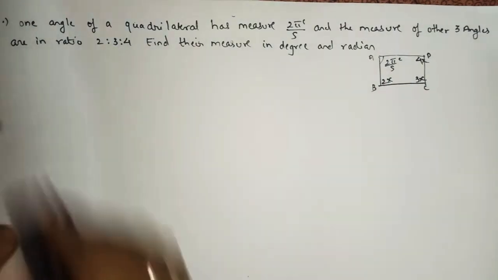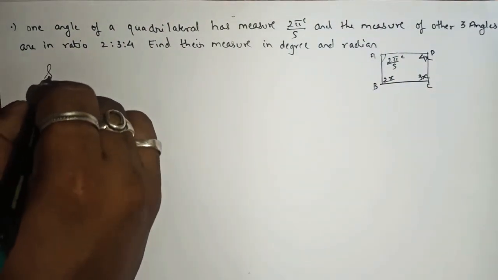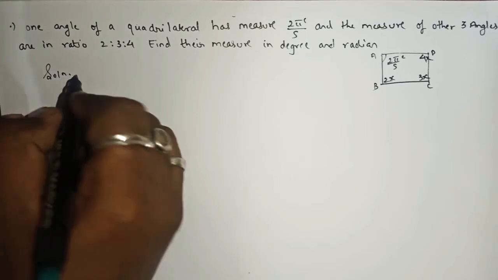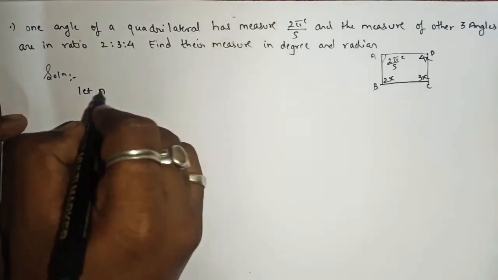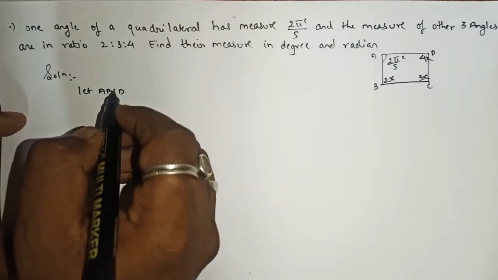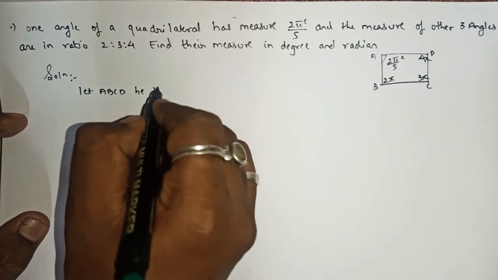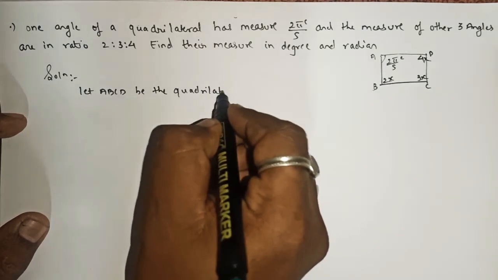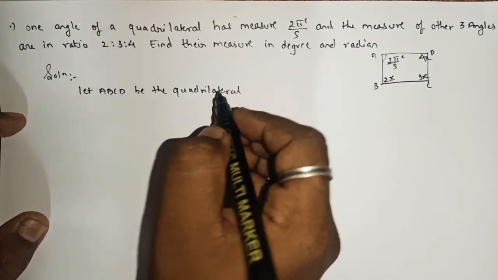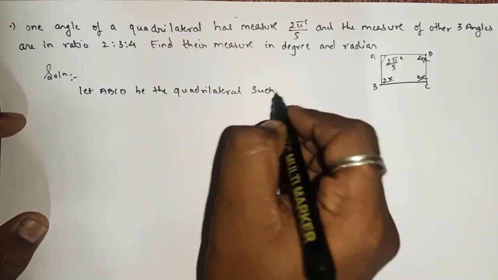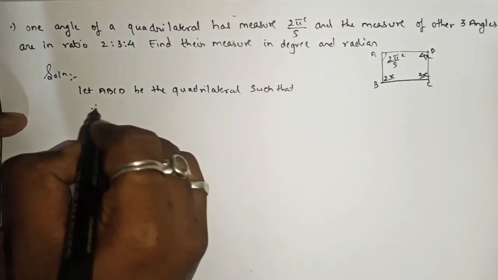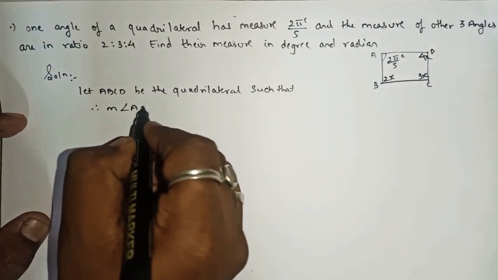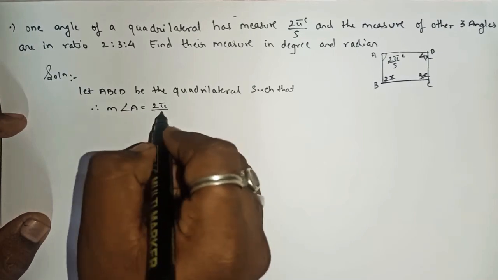Okay, so let's try this sum. You will write the solution. Let ABCD be the quadrilateral such that the measure of angle A is 2 pi by 5.